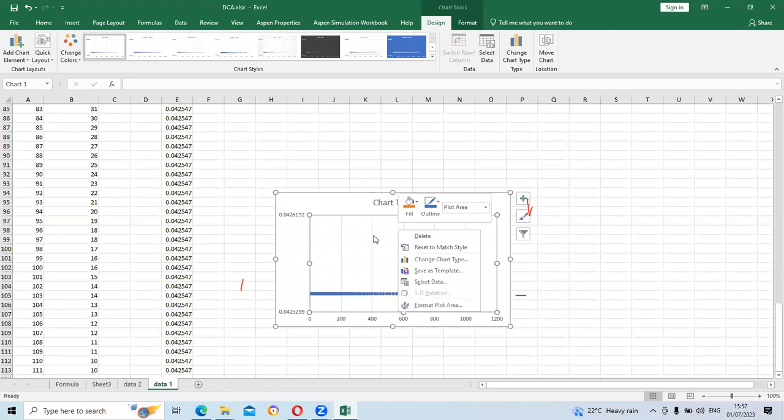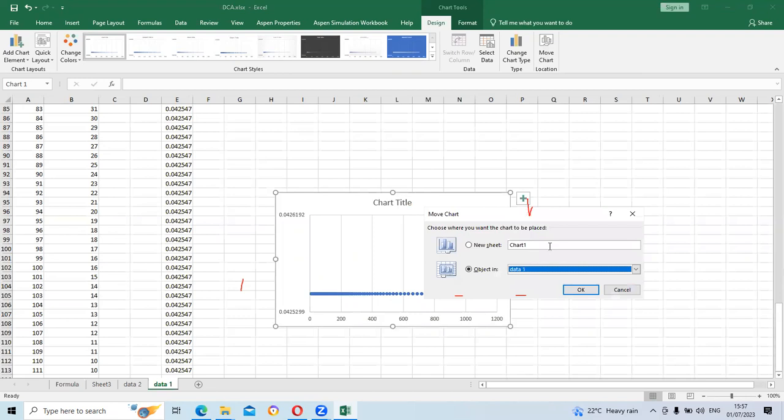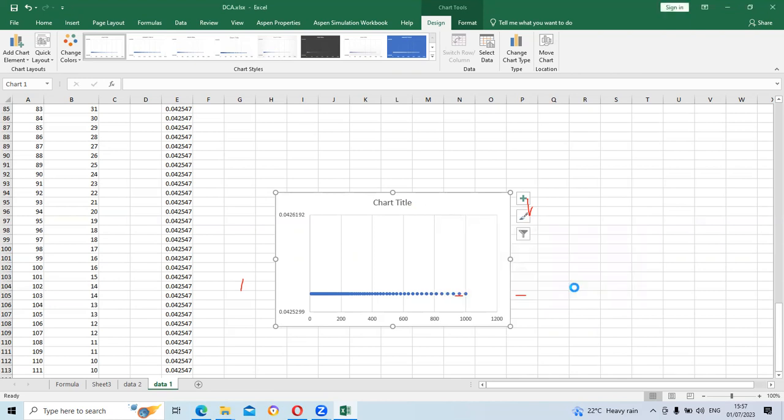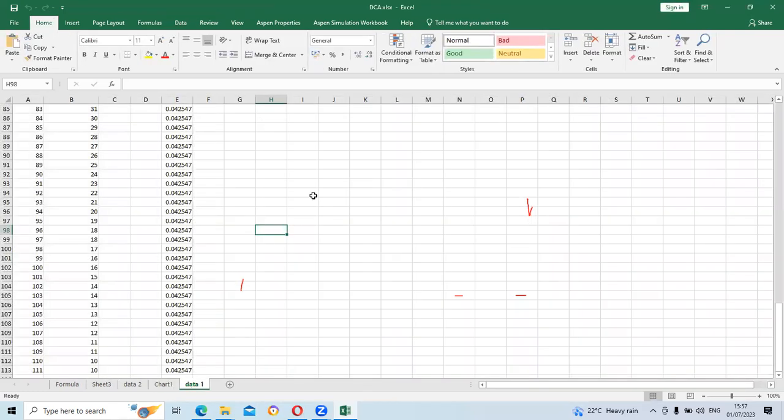I can shift this graph. I will right click and I want to move the graph. I can move chart. I will move chart to where it will create any other role here. I will just click no, not that one. New. Yes. All right. So it has moved it to chart 1. So I'll go back to my data.